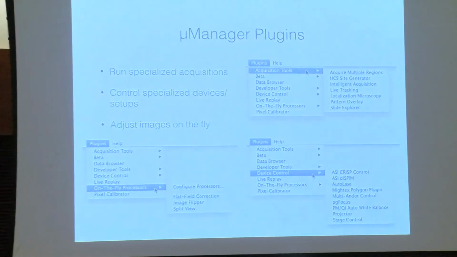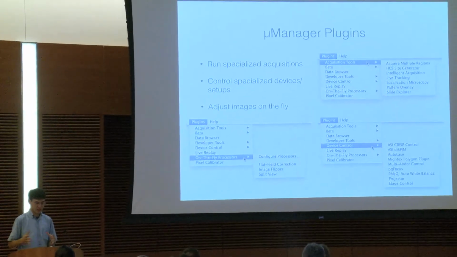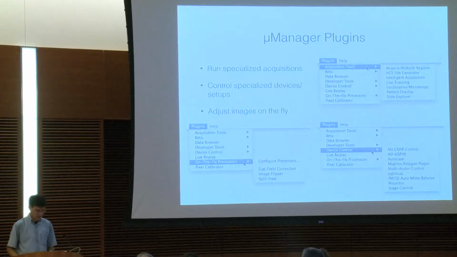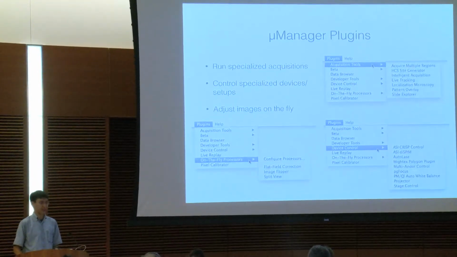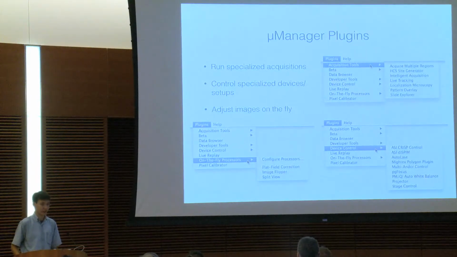And so that was the basics of the main user interface of µManager. µManager also has plugins. So µManager is technically an ImageJ plugin, but it also has its own plugins. And those can do, among other things, things like running specialized acquisitions that cannot be covered by the standard multidimensional acquisition. It can control special devices like particular autofocus devices, spatial light modulators, laser targeting devices. And some of them can process images as they're acquired. So if you want to do a flat field correction of live images, that's possible now. I'm just going to highlight a few of these plugins.